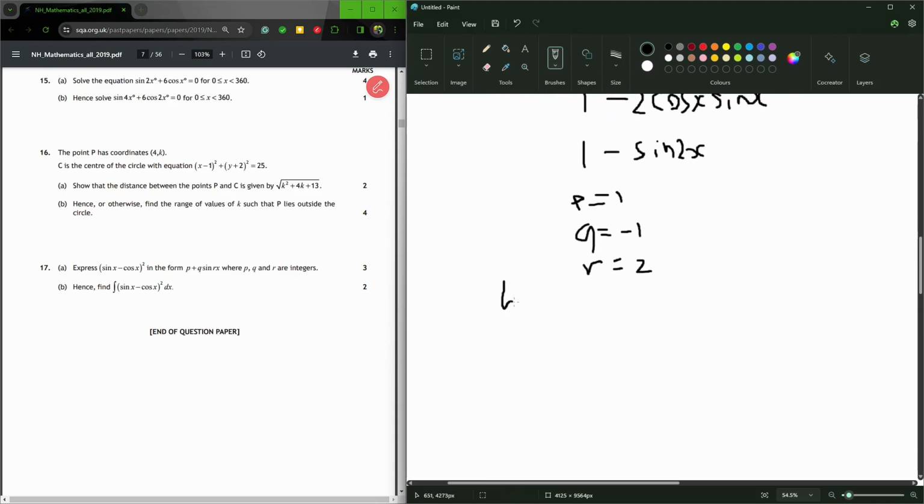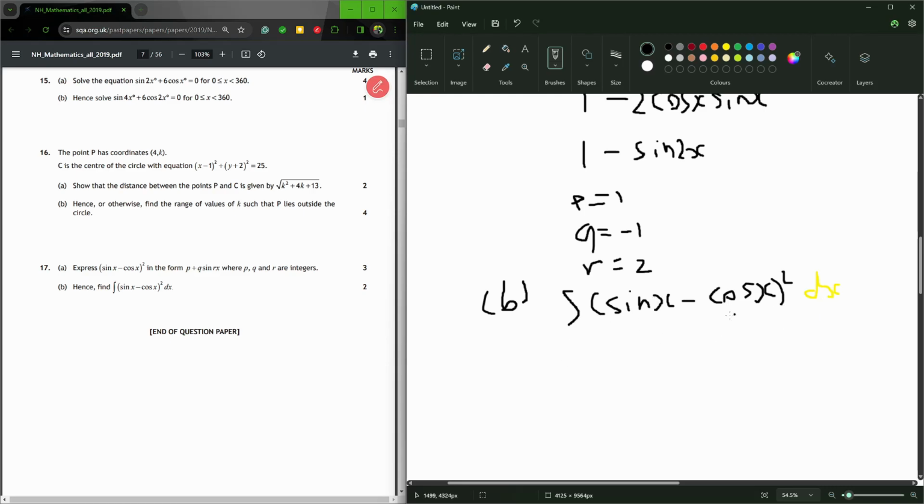And now, final question, only 2 marks. Hence find the integral of that. So I'm just going to quickly write this all out. This is an indefinite integral, so remember your plus c. And please, please remember your dx. I've kicked myself so many times. I've lost so many marks from just not writing those two letters.